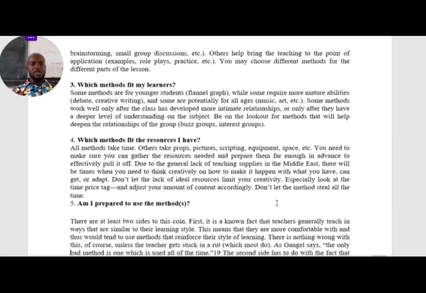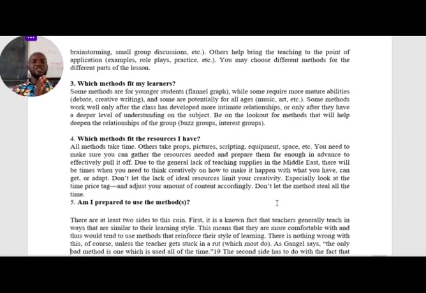Another one. Am I prepared to use a method? Before I choose a method, really, am I prepared to use the discussion method? Am I prepared to use the presentation method? Am I prepared to use the brainstorming method? Am I prepared to use the grouping method? So on and so forth.